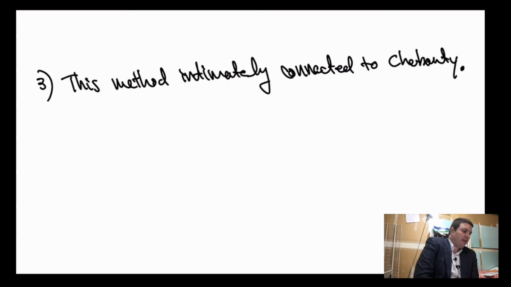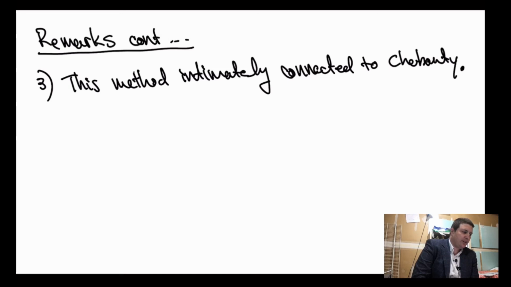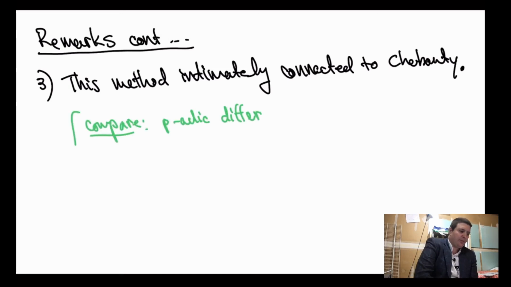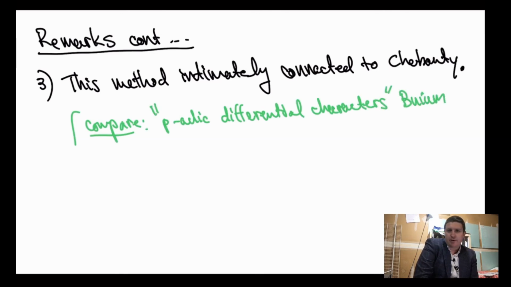The other thing that I wanted to say is that this method is connected to Chabauty, and the paper to look at is this p-adic differential characters, this Inventiones paper by Buium, where he defines a Chabauty-looking map where the kernel contains finite rank subgroups. Okay, so these are like these Buium-Manin maps. That's all I'm going to say about that.